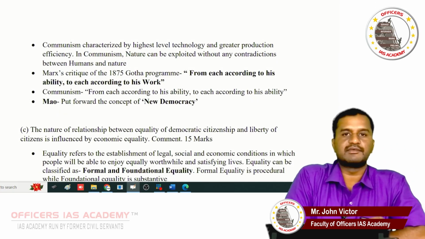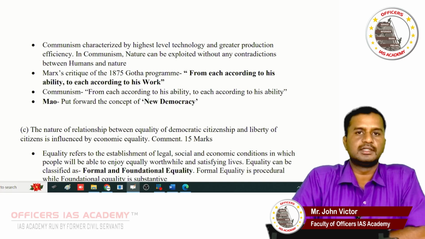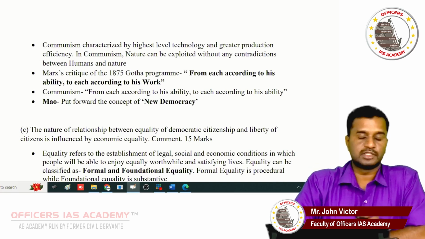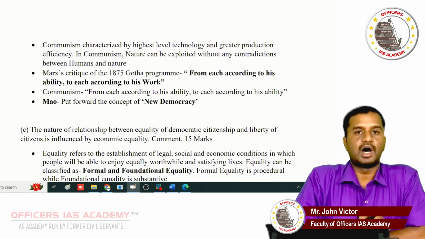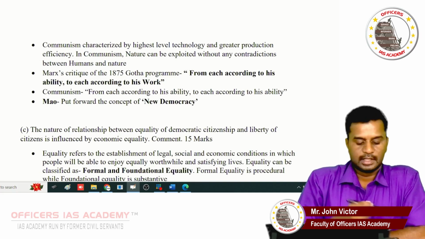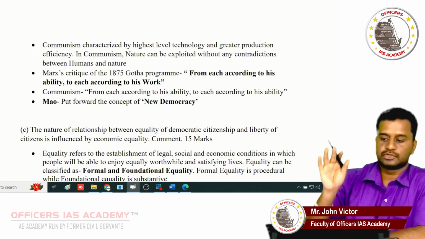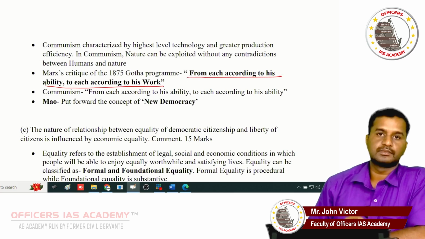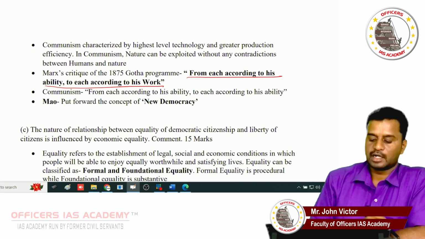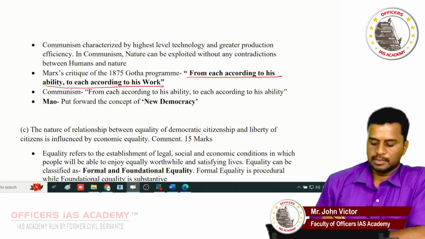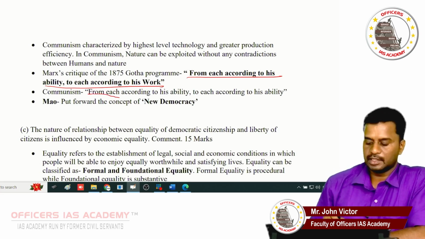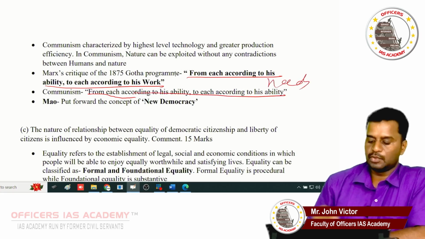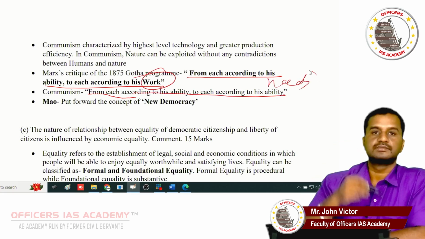Marxism criticized the 1875 Gotha program of Germany. The 1875 Gotha program of the Social Democratic Party of Germany was based on evolutionary socialism. Marx criticized this program. The 1875 program was based on the principle from each according to his ability to each according to his work. Instead of this, Marx advocated the principle from each according to his ability to each according to his needs.